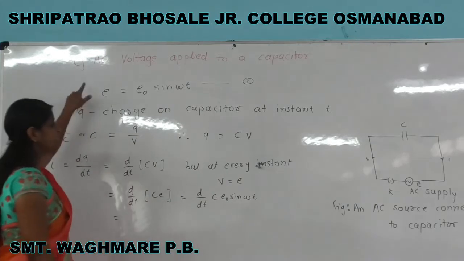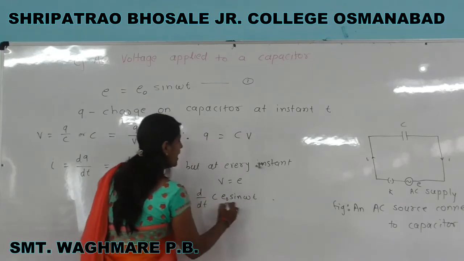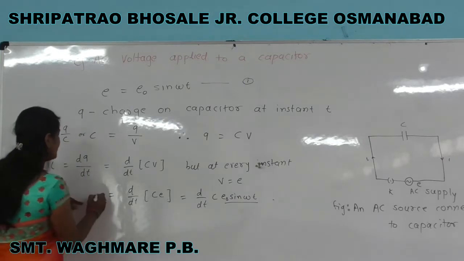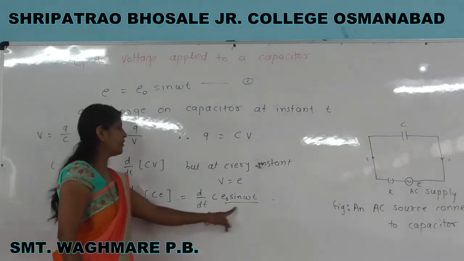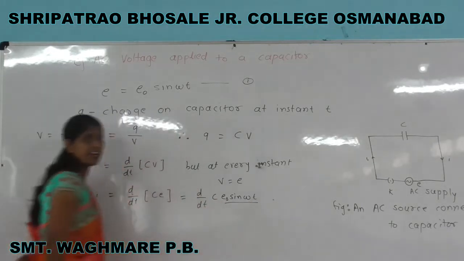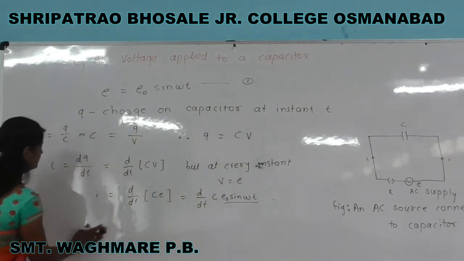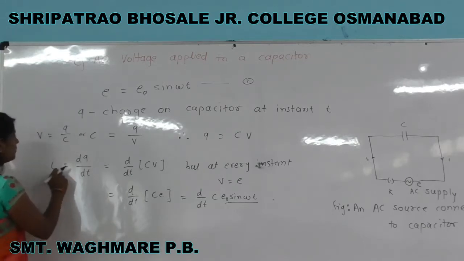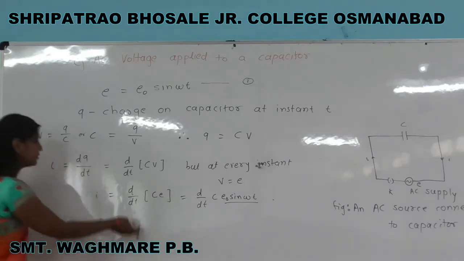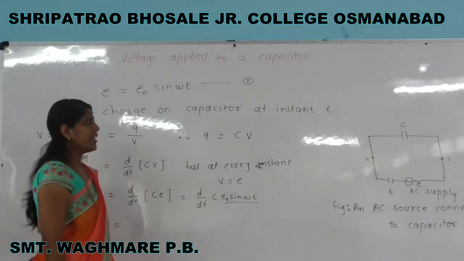From equation first, E is equal to E naught sin omega t. Therefore, I is equal to d by dt of C into E naught sin omega t. Now, taking the derivative of this equation, that is dq by dt, I is equal to C E naught times the derivative of sin omega t.